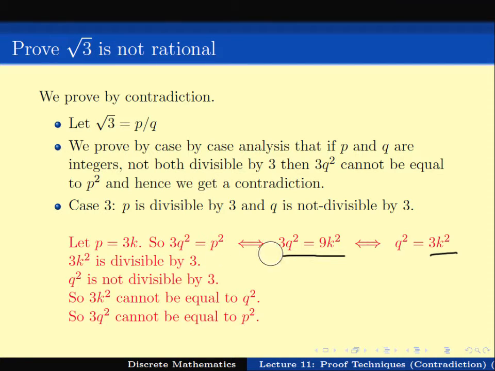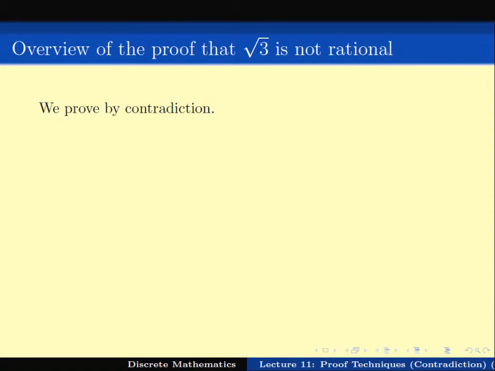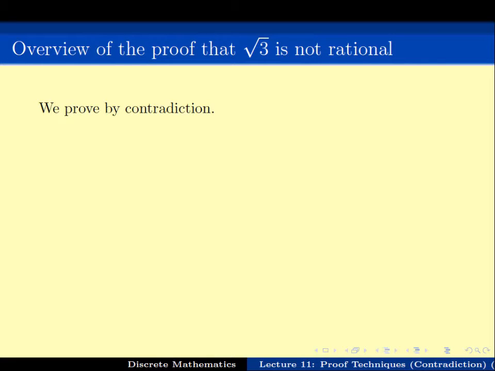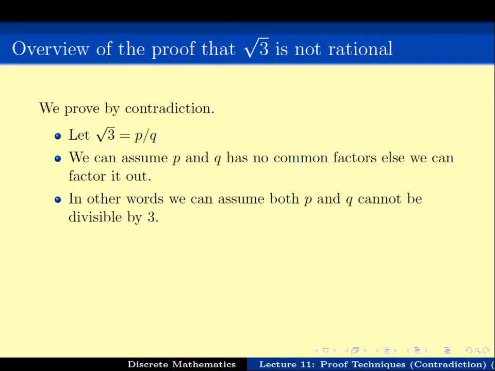Thus, wrapping up the whole proof, we prove by contradiction. We assume that square root 3 is equal to p by q, which is the opposite of what we have to prove. And then we assume that p and q have no common factor, else you can factor it out. So in other words, we can assume that both p and q cannot be divisible by 3.